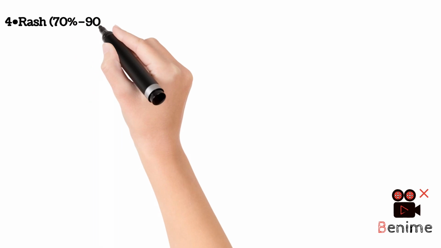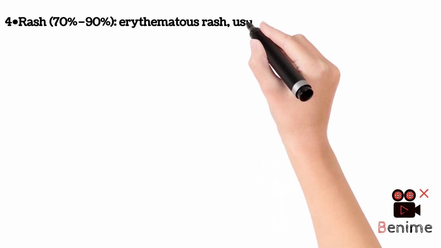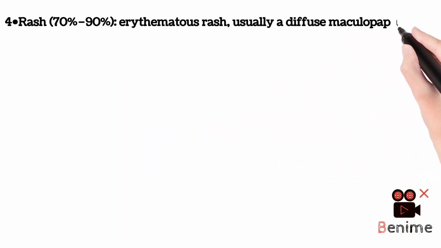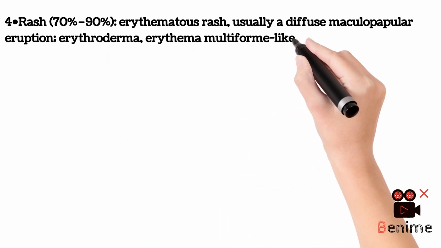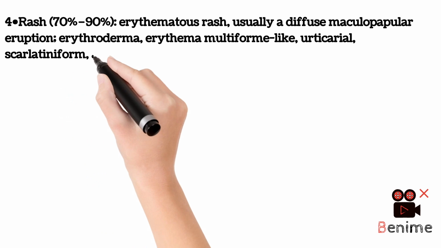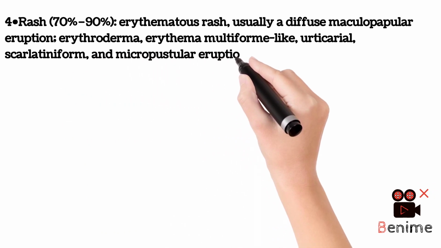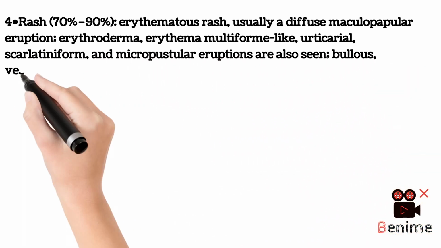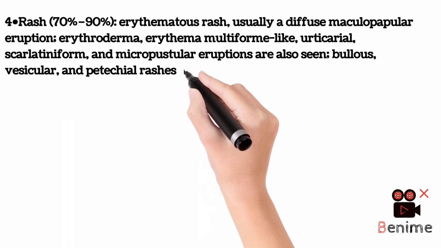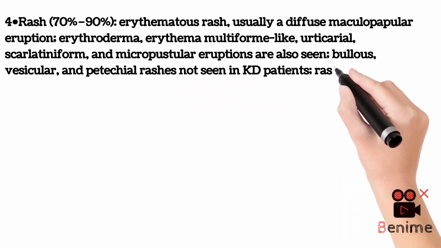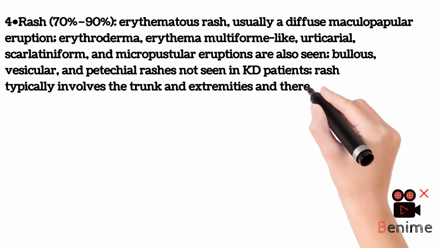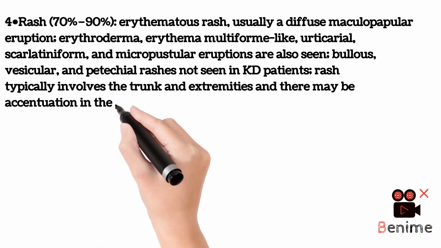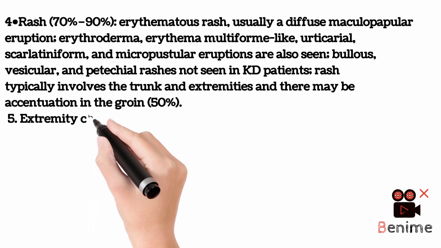4. Rash, 70%-90%: erythematous rash, usually a diffuse maculopapular eruption, erythroderma, erythema multiforme-like, urticarial, scarlatiniform, and micropustular eruptions are also seen. Bullous, vesicular, and petechial rashes are not seen in KD patients. Rash typically involves the trunk and extremities, and there may be accentuation in the groin, 50%.